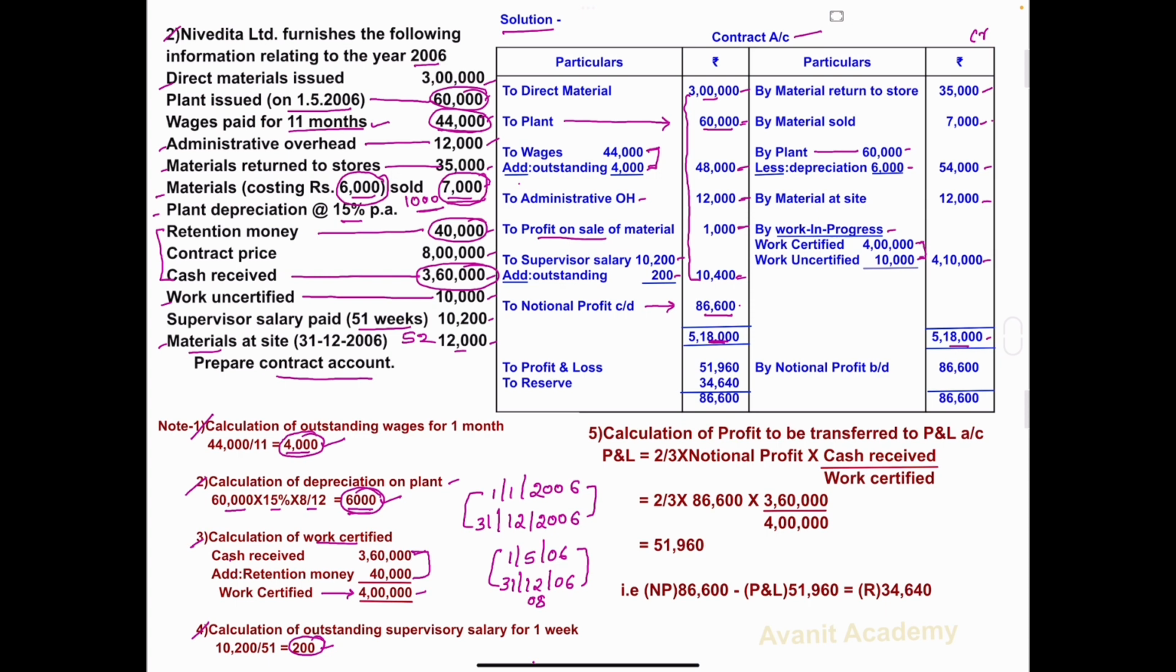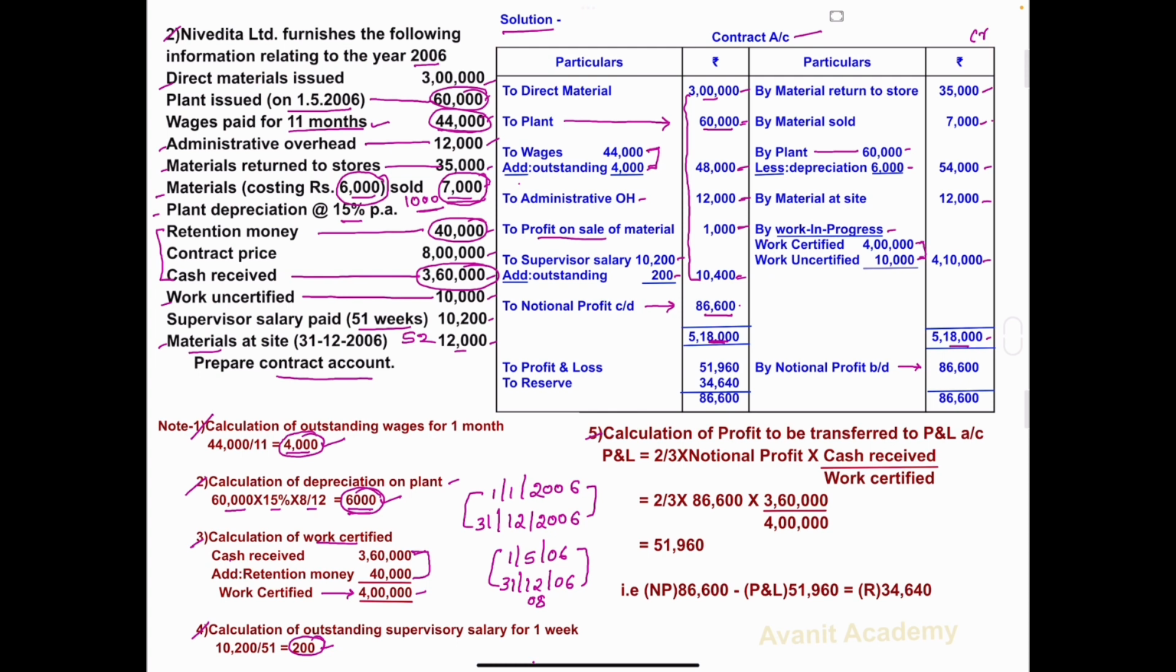This notional profit is brought down, notional profit brought down 86,600. So this notional profit, what we have to do? It is to be distributed or transferred to profit and loss account and the remaining to reserve. For that, we have to calculate the note. So note number 5, calculation of profit to be transferred to profit and loss account.